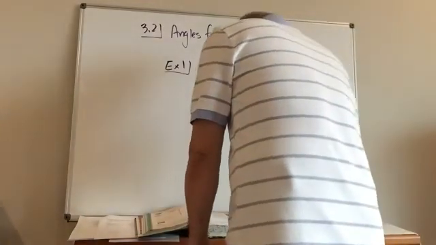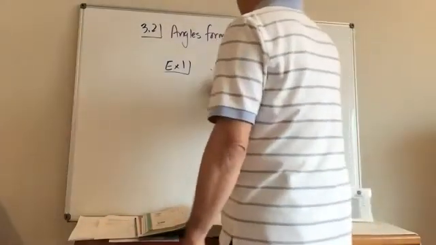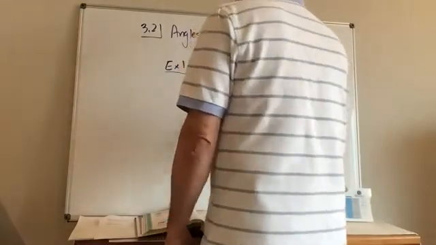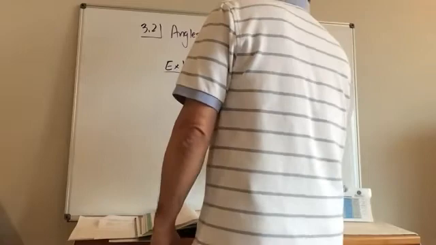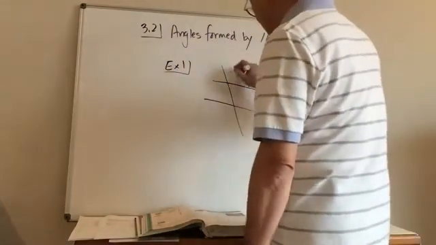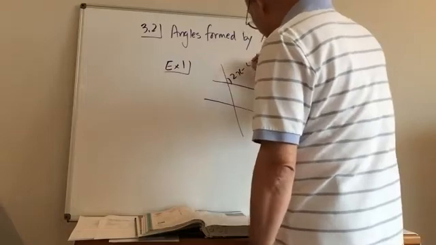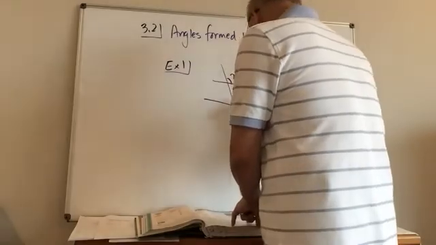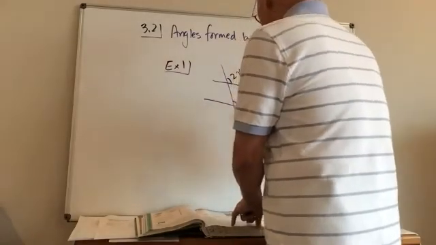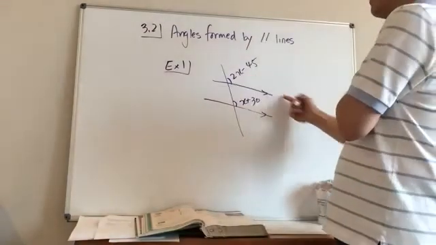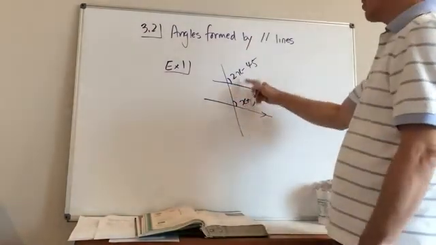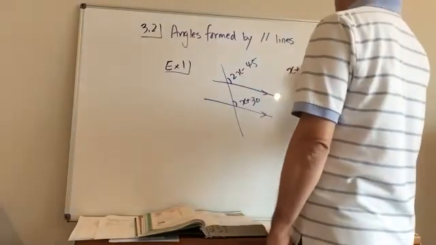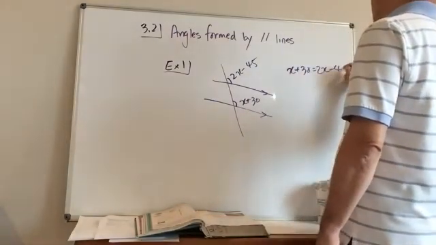And then on the second one, they're giving us a whole new set of lines here, and these guys are parallel. And then you have this guy here as 2x minus 45. Then you have this guy here as x plus 30, okay? But since these are parallel, that means that these two angles are corresponding, which means they must be the same. So I have x plus 30 is equal to 2x minus 45.